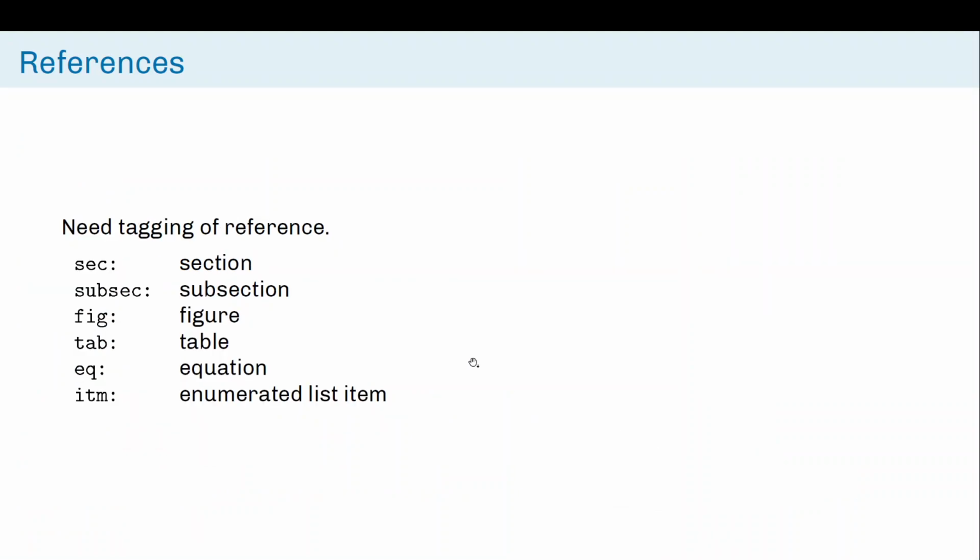But let us see. In order to do this cross-referencing, we need to tag the labels with the source of information. So for sections, we can put labels on sections. We use sec, subsec, and so on. Figure, we use fig, tab for tables, eq for equations, and itm for enumerated list items.